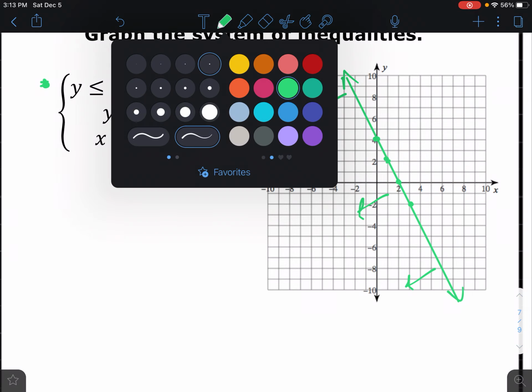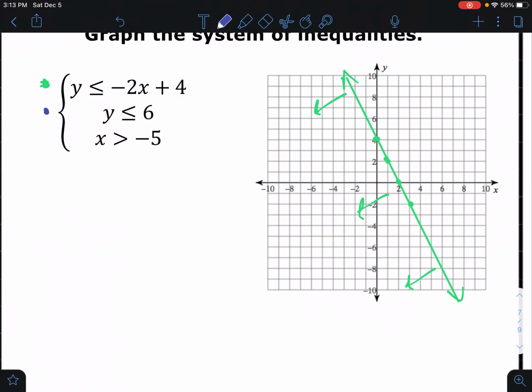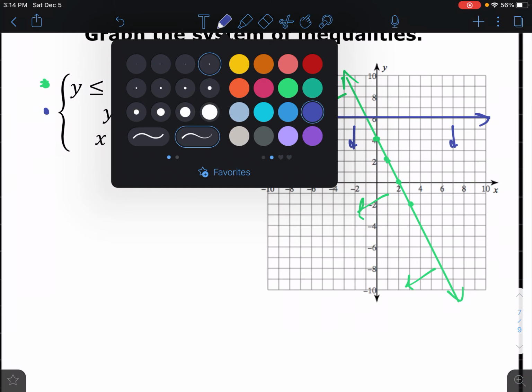Okay, now this one right here, remember y equals 6. That's a horizontal line at 6. So I'm going to draw a horizontal line. It's or equal to, so I can leave it as solid, and I'm shading less than or equal to would be down. You can test point if you want, but it's down.